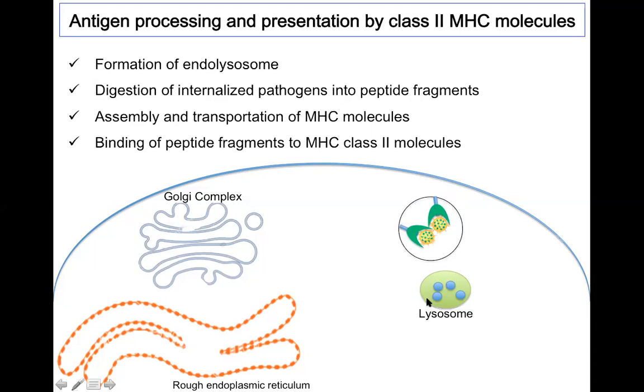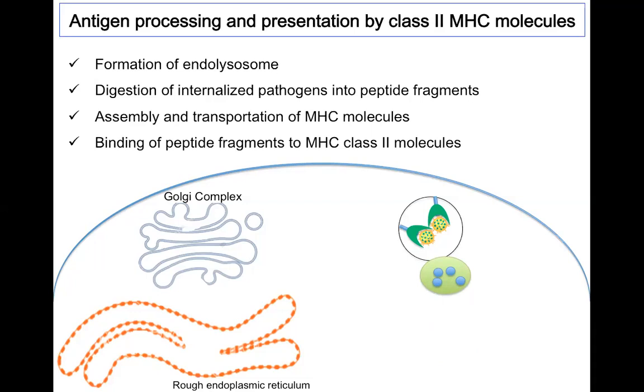When the APC internalizes the pathogens, it internalizes them in the form of an intracellular vesicle known as the endosome. Then that endosome fuses with the lysosome. As you can see here, it is the endosome and we have a lysosome. They fuse with each other, and when they fuse, that particular structure is what we now call an endolysosome. I hope it is clear how the endolysosome is formed.